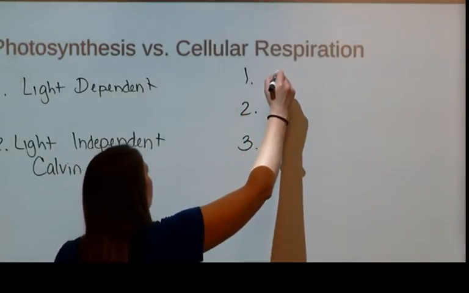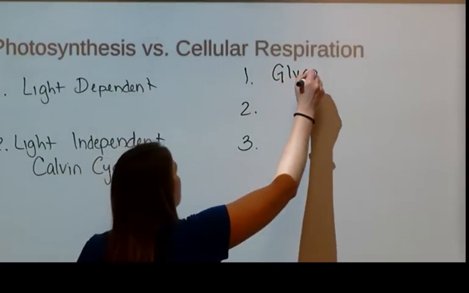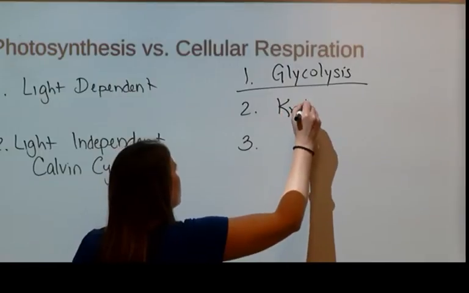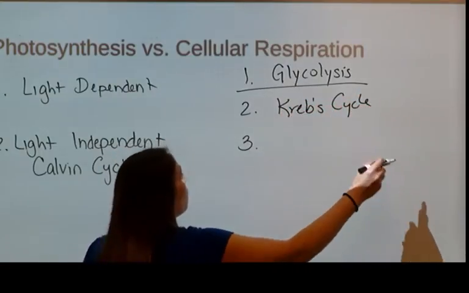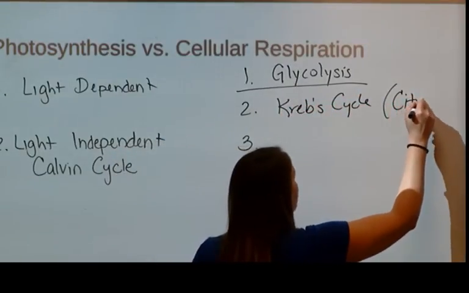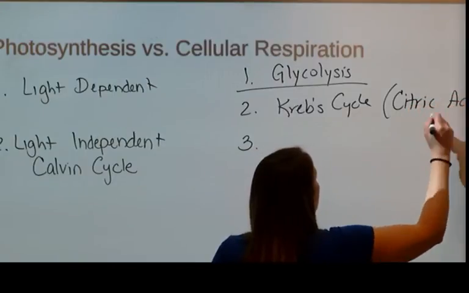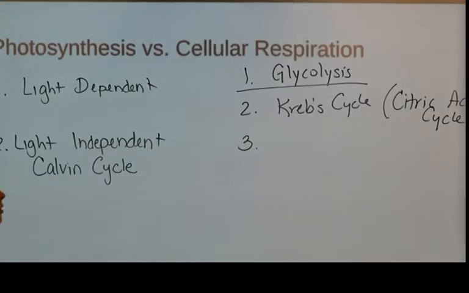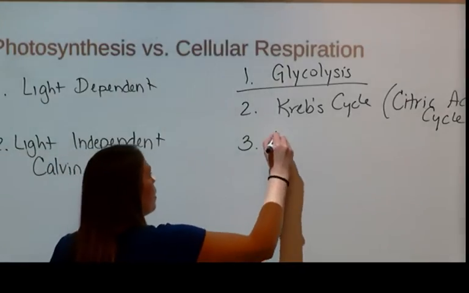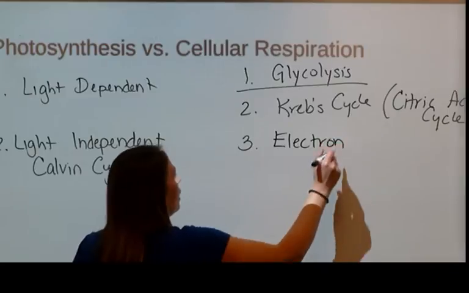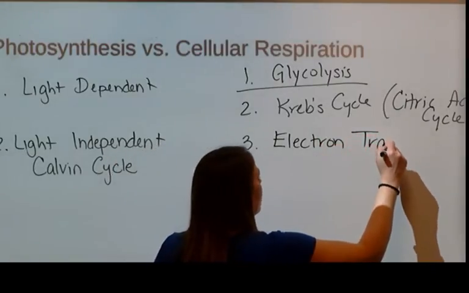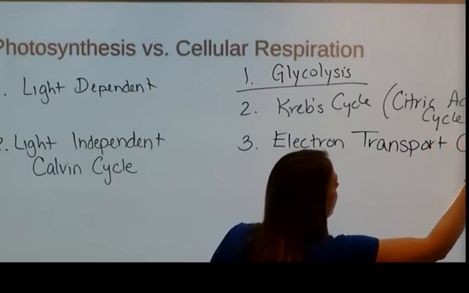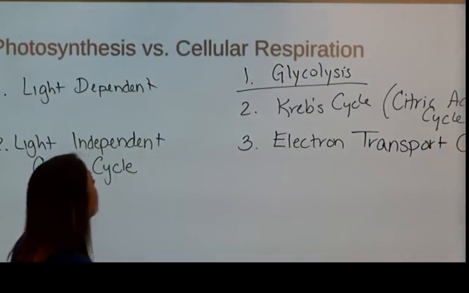We have glycolysis, Krebs cycle, electron transport chain. Krebs cycle is also known as the citric acid cycle, called a citric acid cycle because it starts with citric acid. And then the last one is the electron transport chain. And if you want to get fancy, it's actually also called oxidative phosphorylation. We'll save that for an AP lesson.